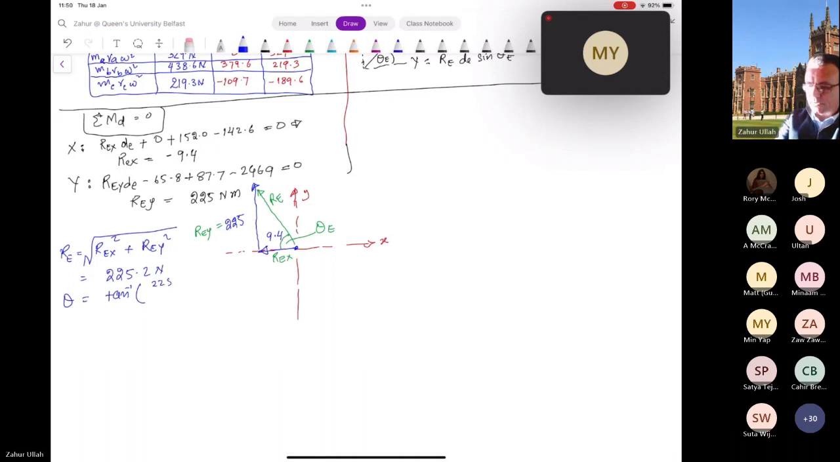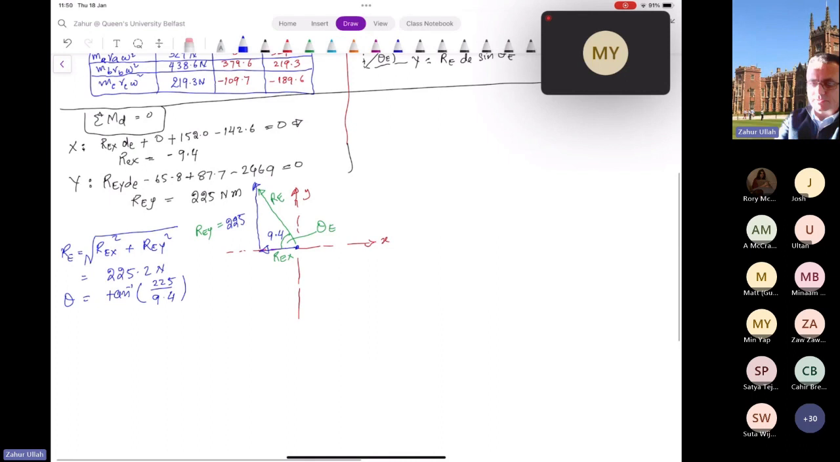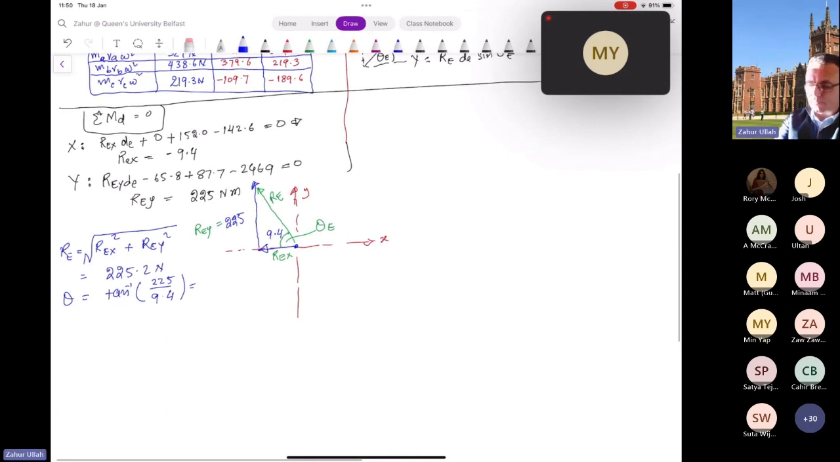And you can calculate the angle, which is going to be tangent inverse 225 divided by 9.4, which is 87.6. So this is also correct, but if you want to find the angle, for example, with respect to the X, then you can also do that.